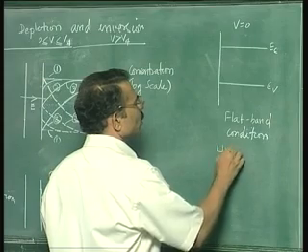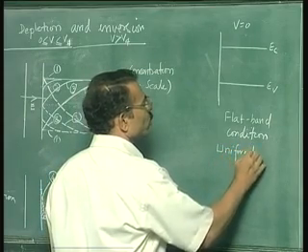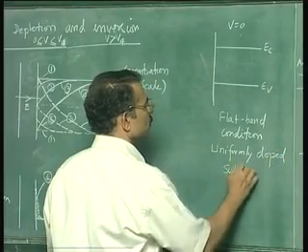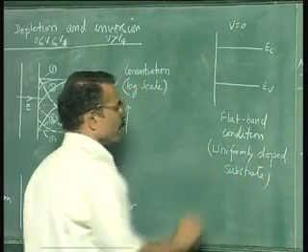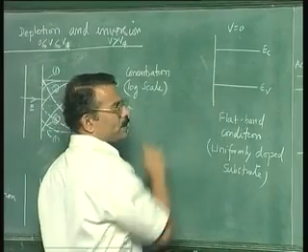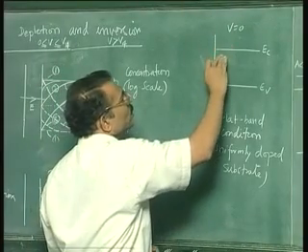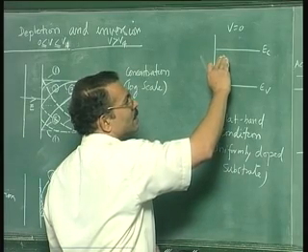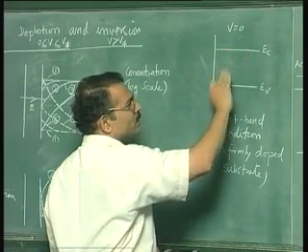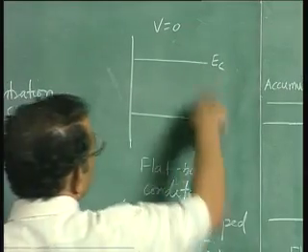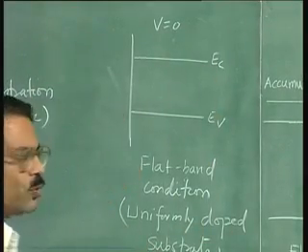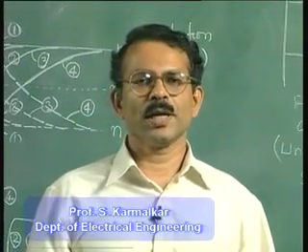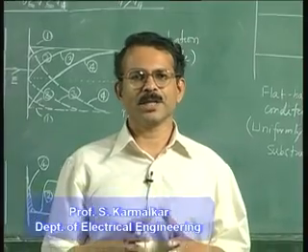Please note that we are considering a uniformly doped substrate. If the substrate is non-uniformly doped, then even when voltage is 0, the doping will result in a non-uniform hole concentration, electron concentration, and then the bands won't be flat. So for our case, we understand why the voltage equal to 0 condition is referred to as the flat band condition.